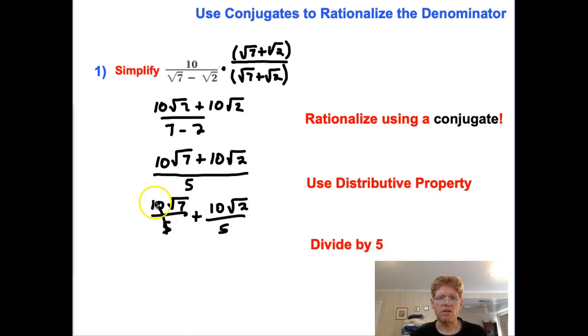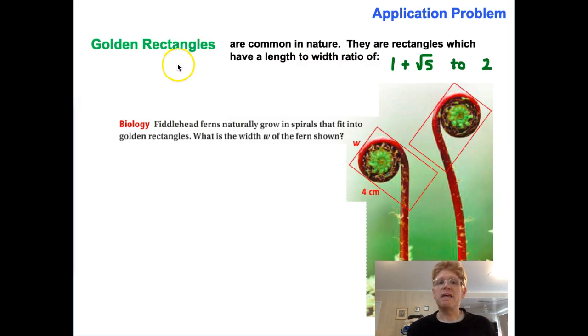Right, so that will leave us with 2 square root 7 plus 2 square root 2. And we are finished. And it wouldn't be any fun if we didn't end our lesson with an application problem. This one's particularly interesting in that it uses golden rectangles. And some of you may be familiar with the idea of the golden rectangle. It's that typical kind of rectangular shape that we see.